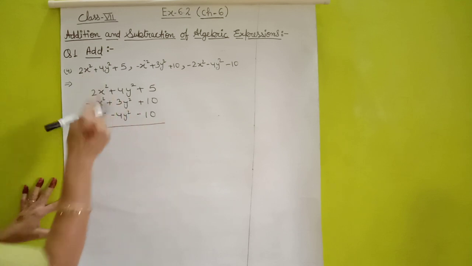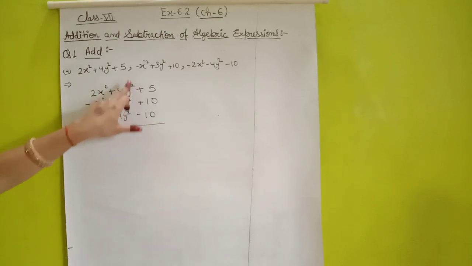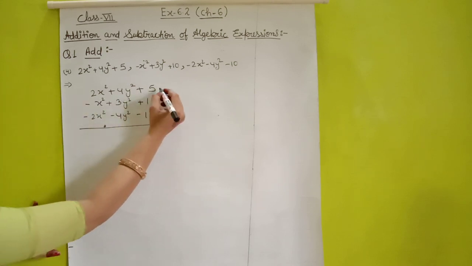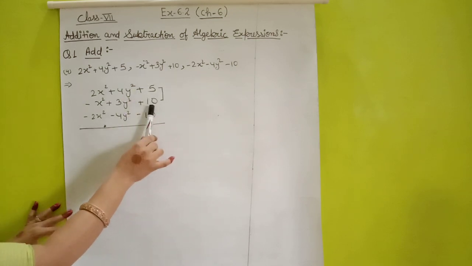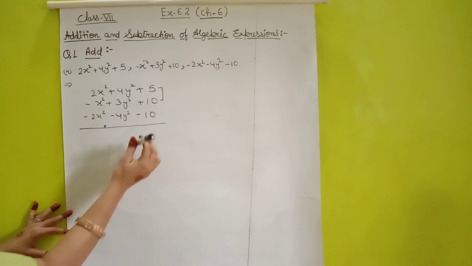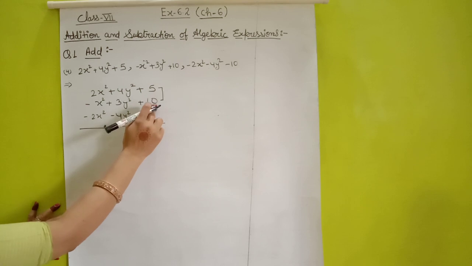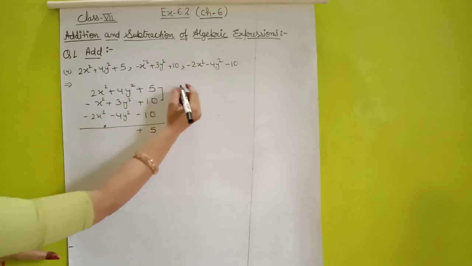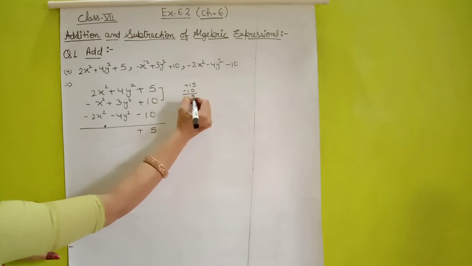Here students, again we are to add. So one by one we will add and we will start from the right hand side. Okay students. So first of all, 5 and 10 both are having same sign. So 5 plus 10, 15. 15 minus 10. What will come? 5. Plus 5. Because 15 is having plus sign. 5 plus 10 plus 15 and here minus 10. What will come? Plus 5.